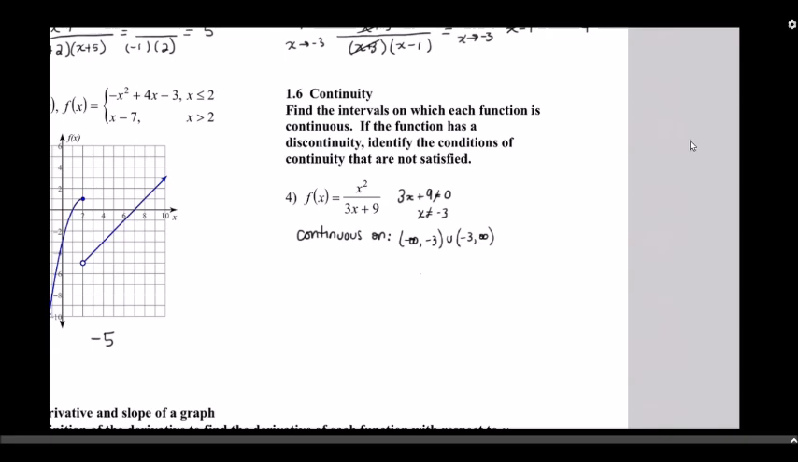And then it says identify the conditions of continuity that are not satisfied. Remember, there were 3 conditions of continuity. The first condition was for a function to be continuous at a value c, f of c has to be defined. So if we're saying it's discontinuous at x equals -3, it's because f of -3 isn't defined.